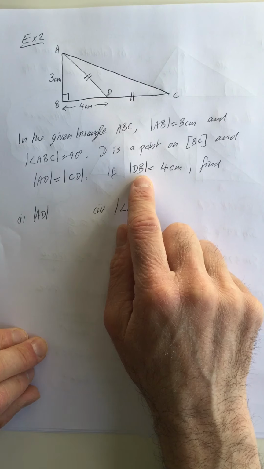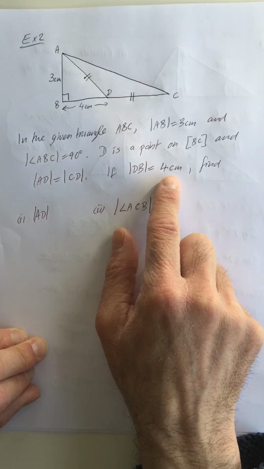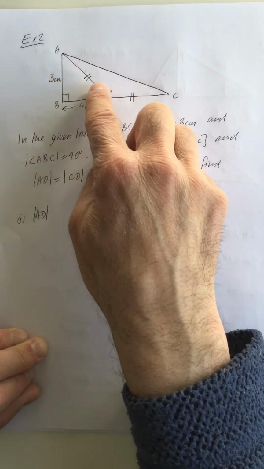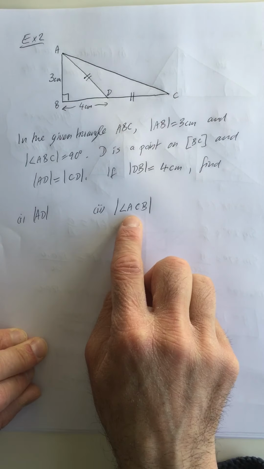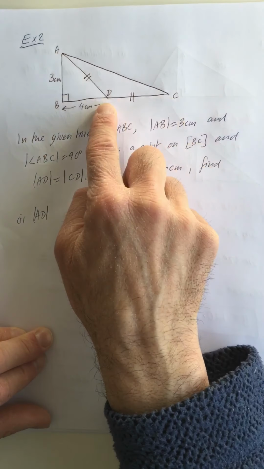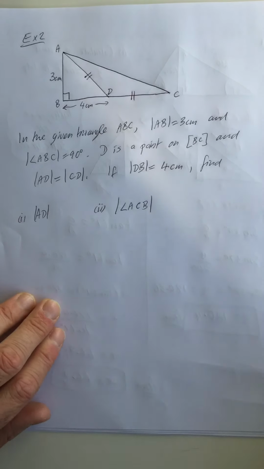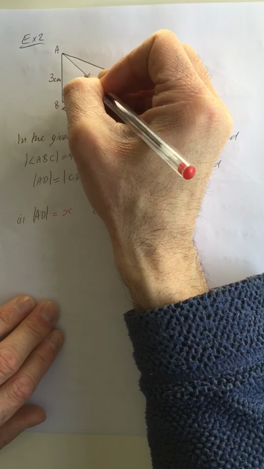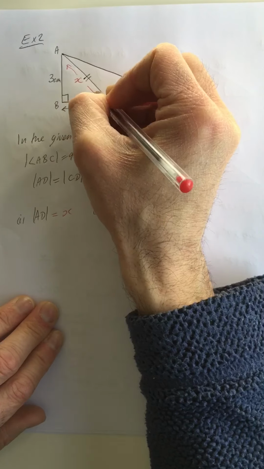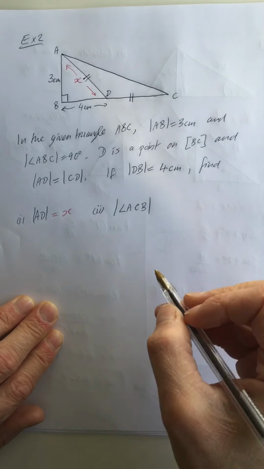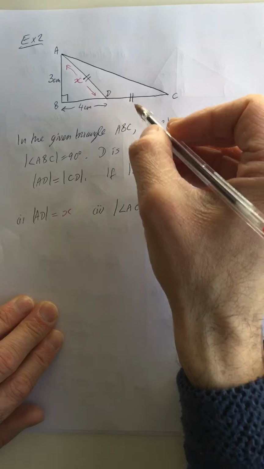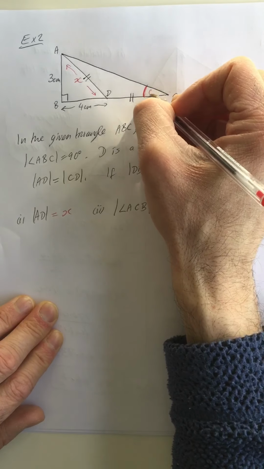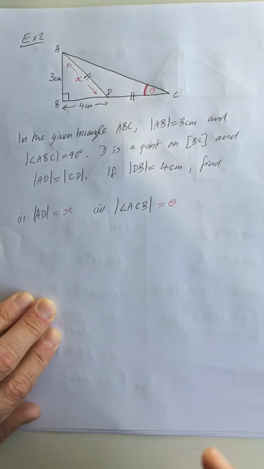If D to B is 4 centimeters, they're telling me this. Find A to D, and then angle ACB. Okay, so let's call A to D X and mark in an X on our diagram. We want to know the length of this guy here. And then they want us to find out angle ACB, this angle here. I'm going to give it a new name. I'm going to call it angle theta. So let's call this theta.